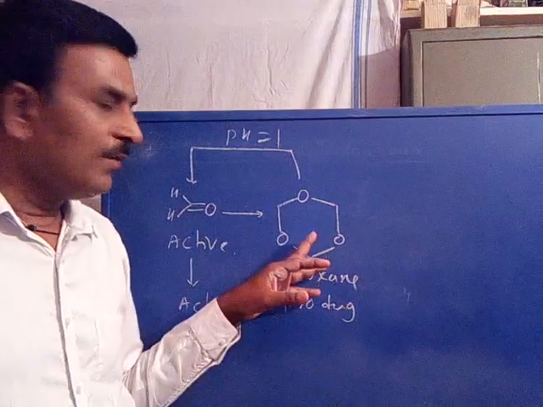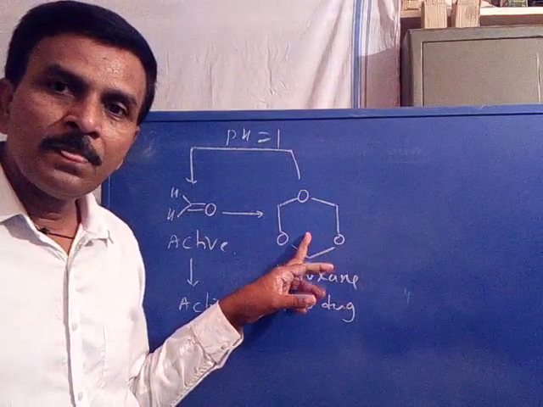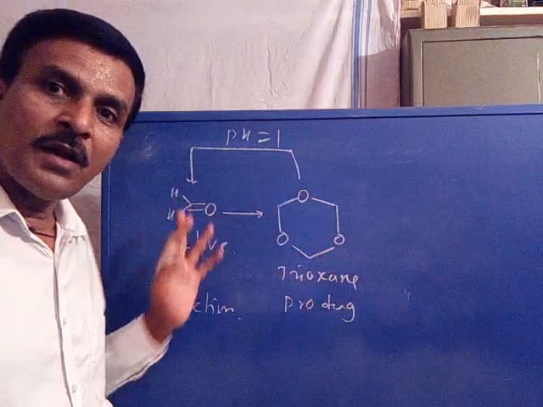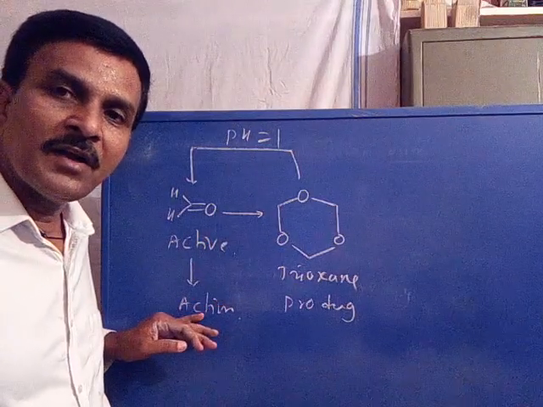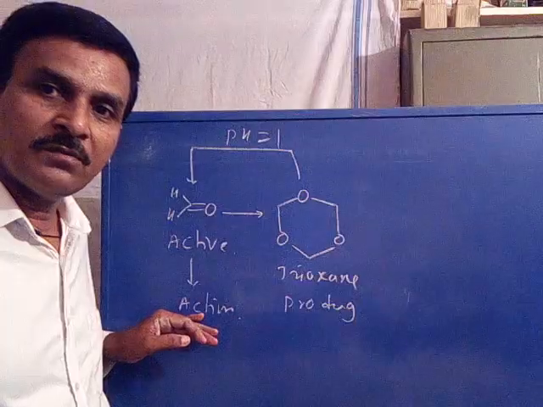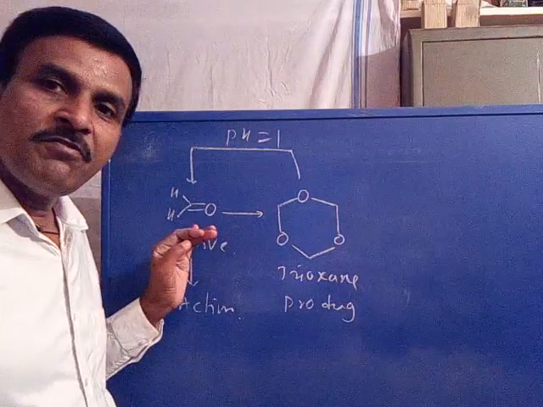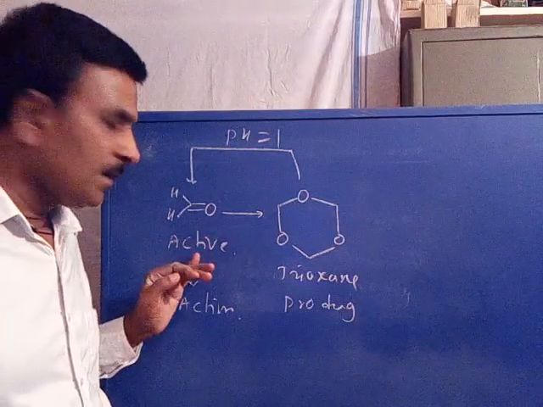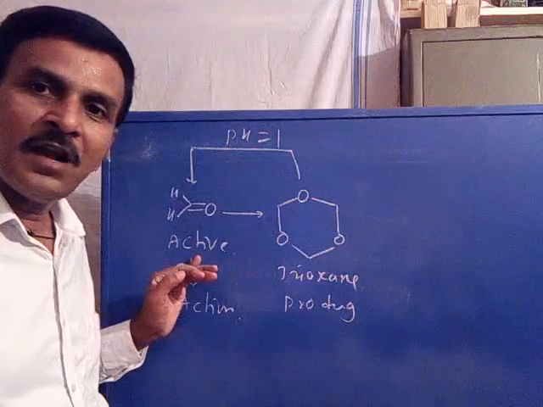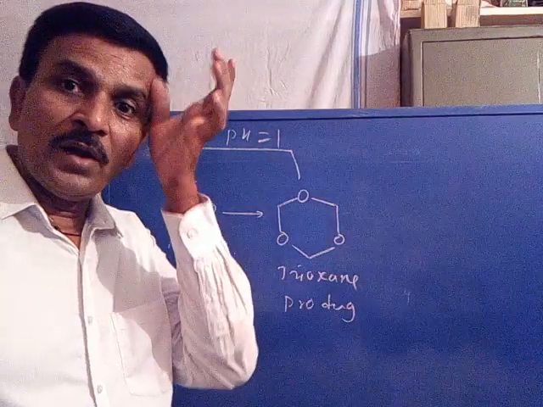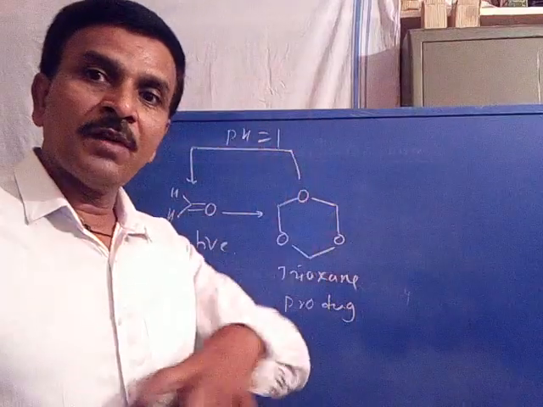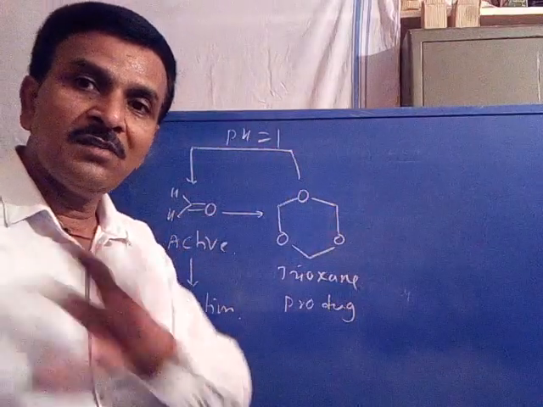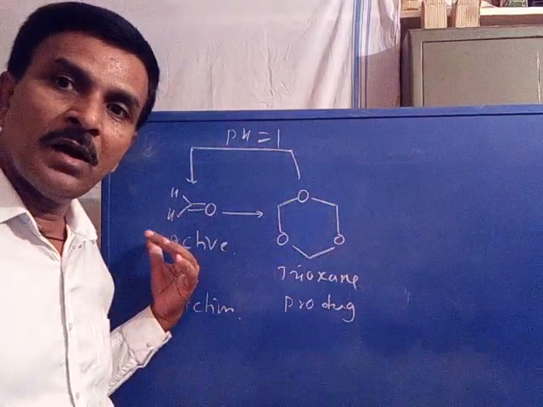When it reaches the gastrointestine, it will be transformed back into formaldehyde, from which the antifungal activity will be observed. Now, if we take the active form directly, it is not possible because of its pungent odor. To drink formaldehyde directly through the mouth is not possible because of its pungent odor.